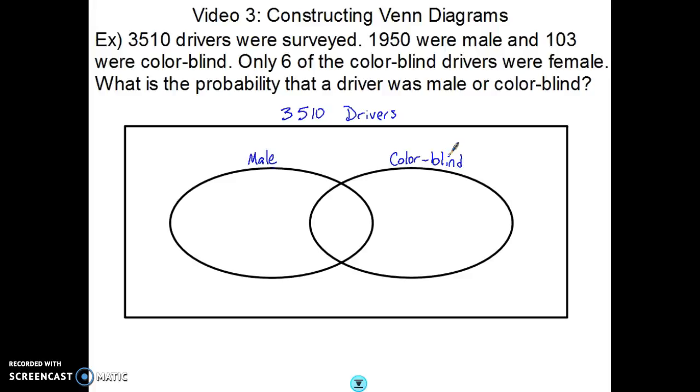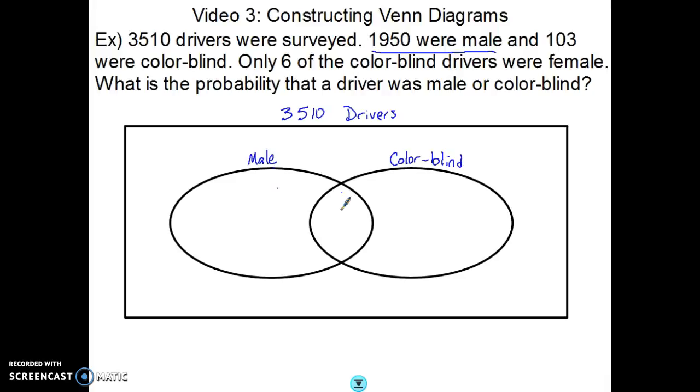and colorblind for this circle, because there are some males who are colorblind, so there is some overlap here. Now, we can't just start throwing some numbers in here right off the bat because we have to carefully think about what goes in what circle. Specifically, we know that there are 1,950 male drivers. So that means that this entire circle over here is 1,950. But that's between the two pieces, the male and not colorblind part, but also the male and colorblind part in the middle. We also know there's 103 colorblind drivers, but again, that's the entire colorblind circle, the part that's not male and the part that is male.